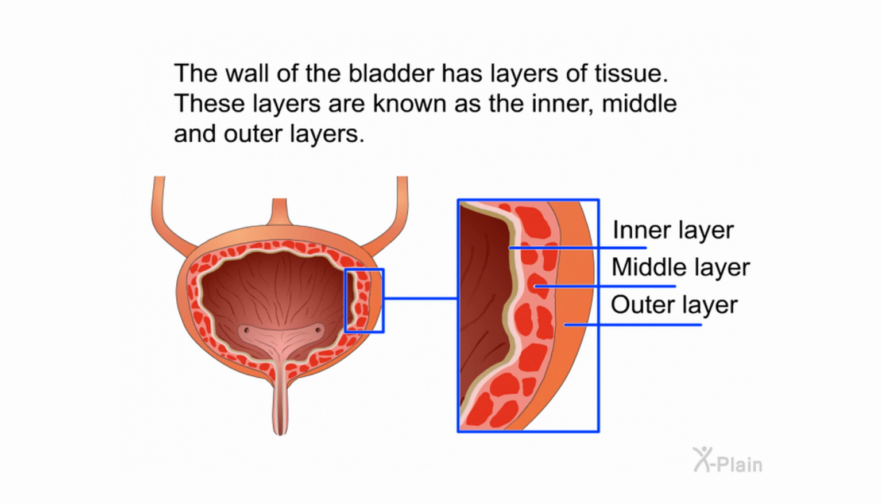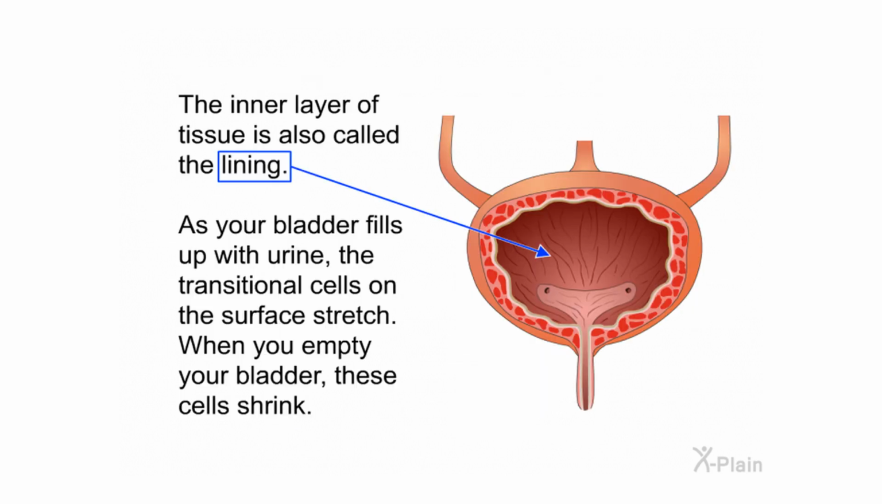The wall of the bladder has layers of tissue. These layers are known as the inner, middle, and outer layers. The inner layer of tissue is also called the lining. As your bladder fills up with urine, the transitional cells on the surface stretch. When you empty your bladder, these cells shrink.